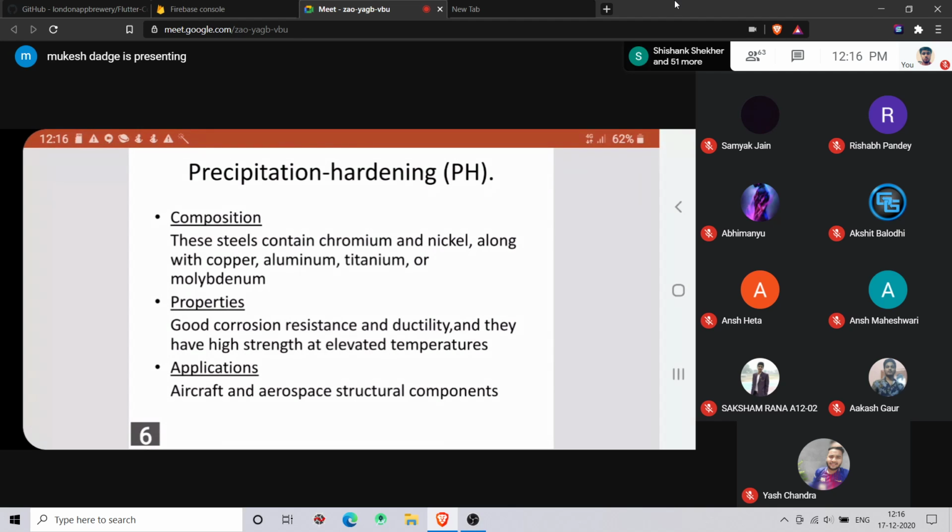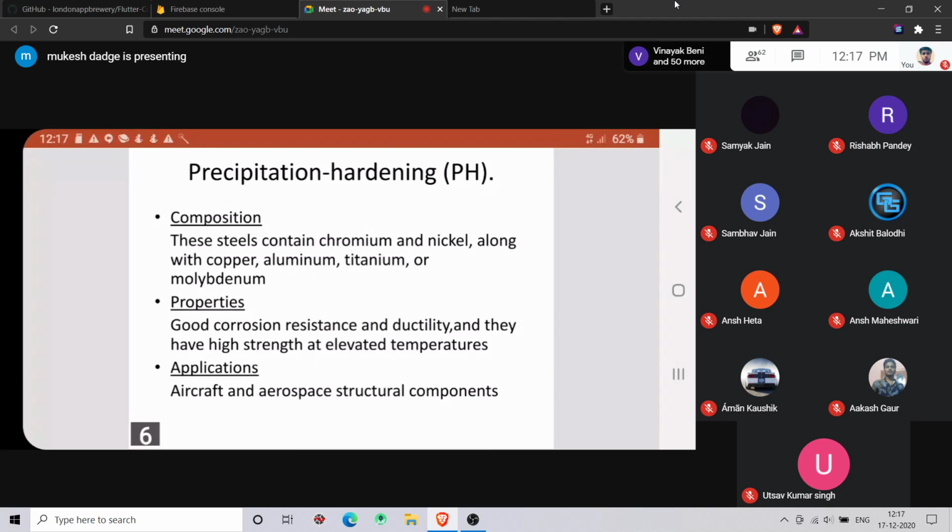So next one is precipitation hardening. What is precipitation? I think this word you have used in the chemistry lab. It was in 11th. Yes, sir. Same thing is there. This contains chromium and nickel along with copper, aluminum, platinum or molybdenum. So you have to add it and precipitate it. So this precipitation hardens the steel.